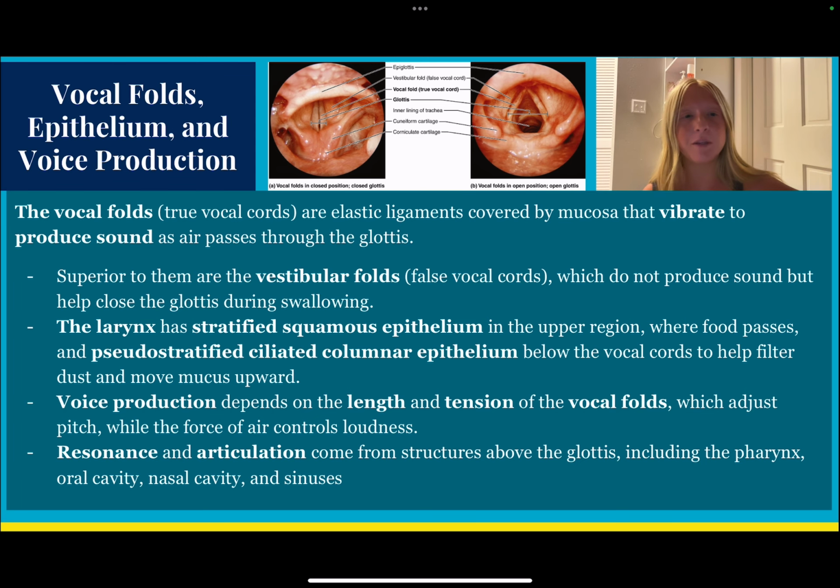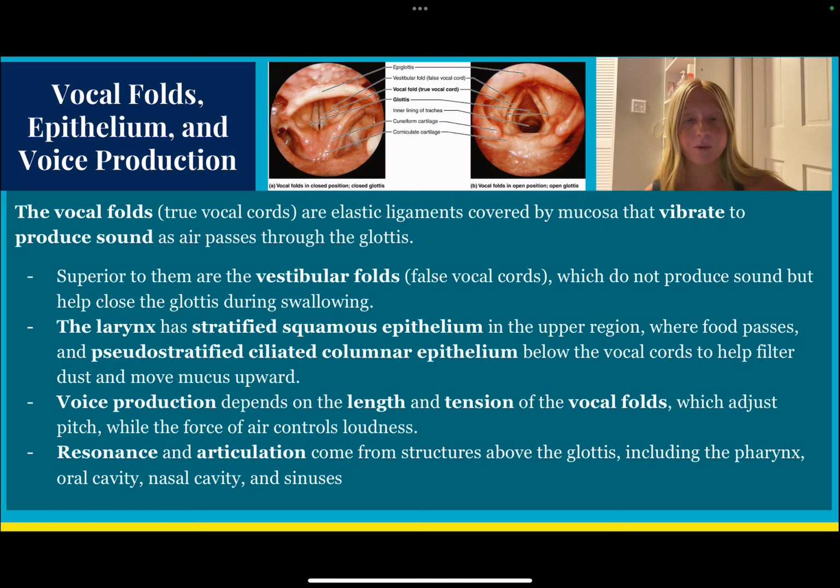Vocal folds, epithelium, and voice production. The vocal folds, or true vocal cords, are elastic ligaments covered by mucosa, and they vibrate to produce sound as air passes through the glottis. Superior to them are the vestibular folds, or false vocal cords, which do not produce sound but help close the glottis during swallowing.